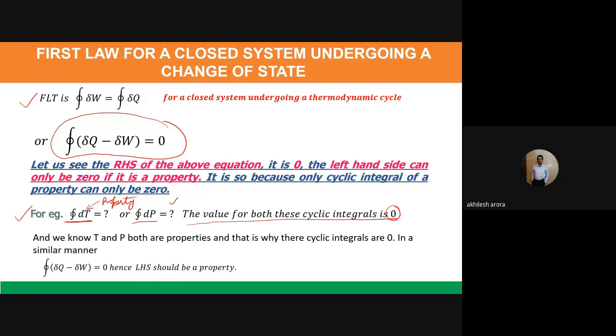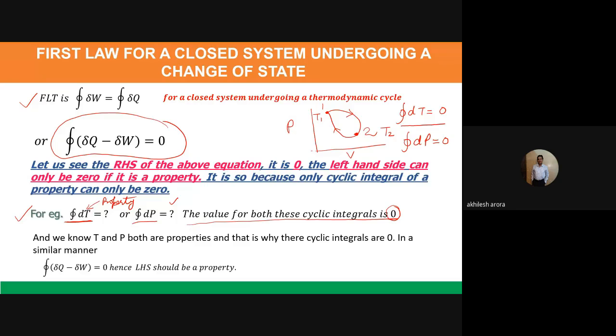Suppose this is the PV diagram which I am drawing here. If I start from this particular point, point number 1, going up to point number 2, and from point number 2 I come back to point number 1 once again. If the temperature here is T1 and the temperature at this point is T2, can you tell me what is the value of the cyclic integral of dT? This will be equal to 0, because the starting point is state point 1 and the ending point is also state point 1. Similarly, if I want to calculate the cyclic integral for dP, for the pressure, that will also be 0, and it is 0 because it is a property.